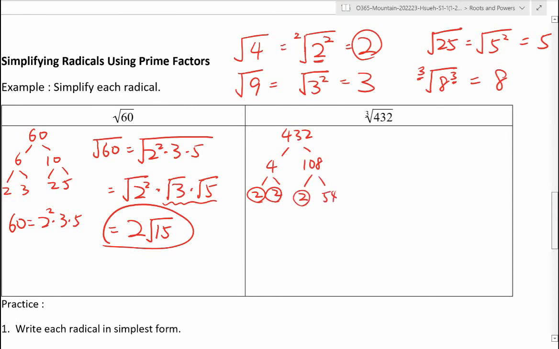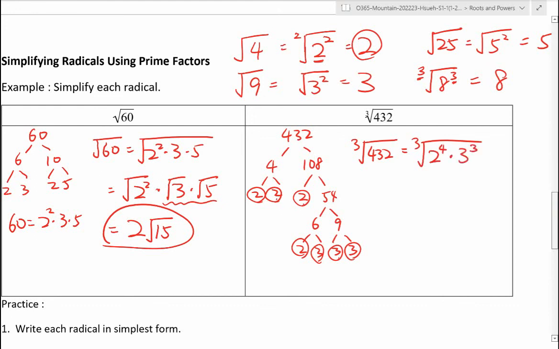So 54. Now 54 is 6 times 9. 6 is 2 times 3, and 9 is 3 times 3. So these are my prime factors. So the cube root of 432 can then be rewritten as we have 1, 2, 3, 4 2's, so 2 to the power 4, times 3 3's, so 3 cubed.